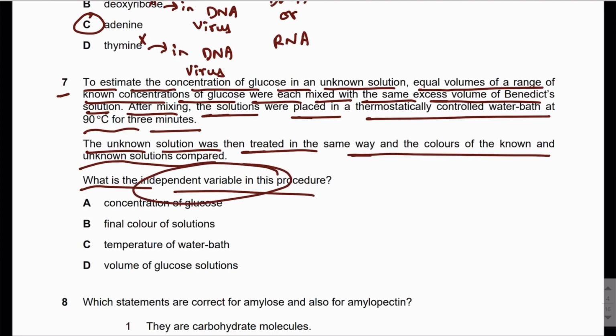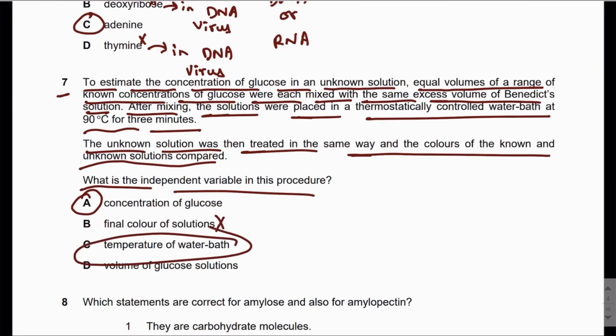Always remember this point, that the independent variable is a variable that we change ourselves directly, and it is the variable which does not depend on the other variables, right? So the concentration of glucose over here is the independent variable, because this is something that we are changing directly, right? And on the concentration of glucose, the color of the Benedict solution, or the final color of the solution, depends. So this is the dependent variable, right?